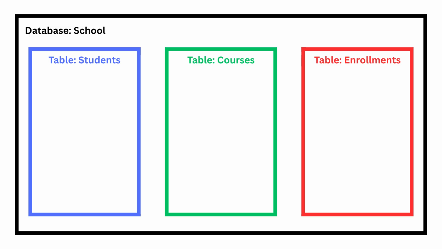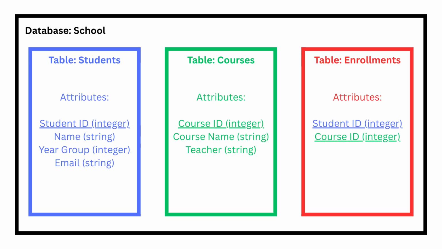In the students table, we will have attributes student ID, name, year group, and email. In the courses table, we will have the attributes course ID, course name, and teacher. And in the enrolments table, we will have attributes of student ID and course ID.